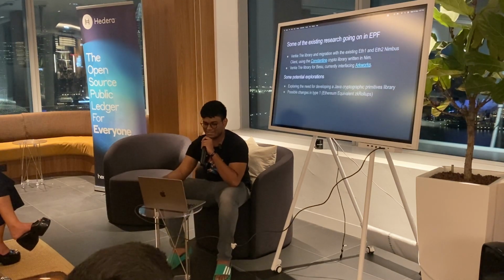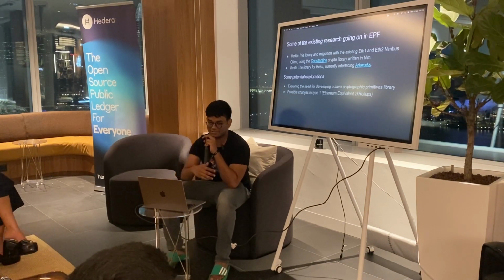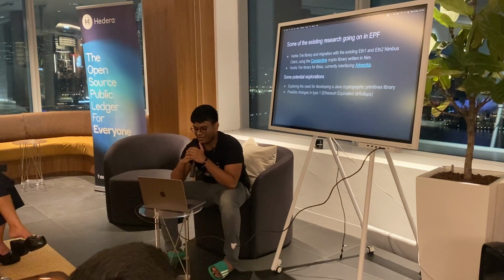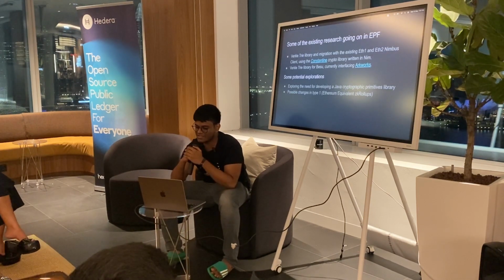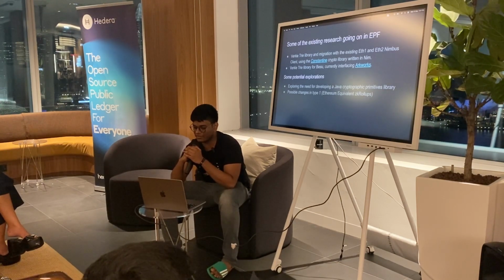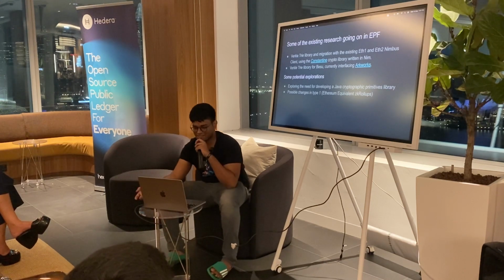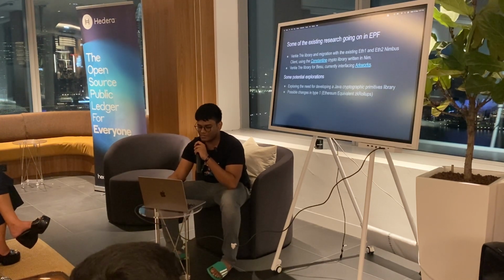This is some of the existing research going on in EPF. That's something I've been currently working on. One is the Verkle trie library and migration to Verkle trees with the existing ETH1 and ETH2 Nimbus client, so one for the execution and one for the consensus client, using the Constantine crypto library written in Nim. You can check that out. It's linked, and I can share the slides. It's on GitHub. The second one is a Verkle trie library for Besu.